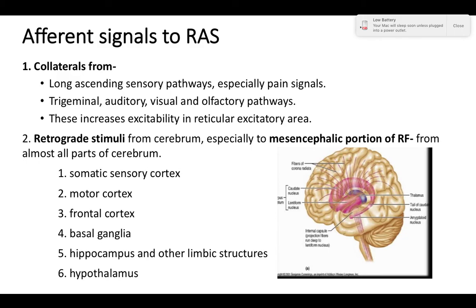Motor cortex, again, is very simple to understand. Whenever you are performing a movement, you cannot perform it in a sleepy state. You need to be active and alert during the performance of that movement. So whenever a motor activity or a thought process is going on, the cortex has to send retrograde stimuli to the RAS, which again sends signals to the same area of the cortex, and this cycle continues until the activity is ongoing. So that is how the retrograde stimuli can be explained.